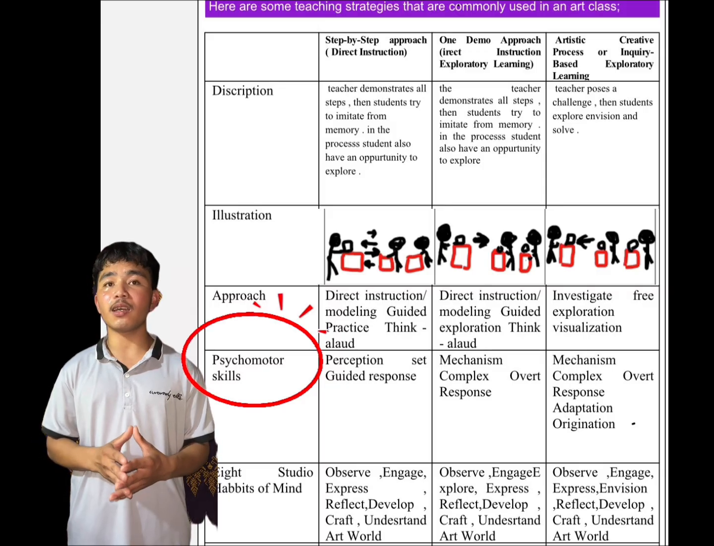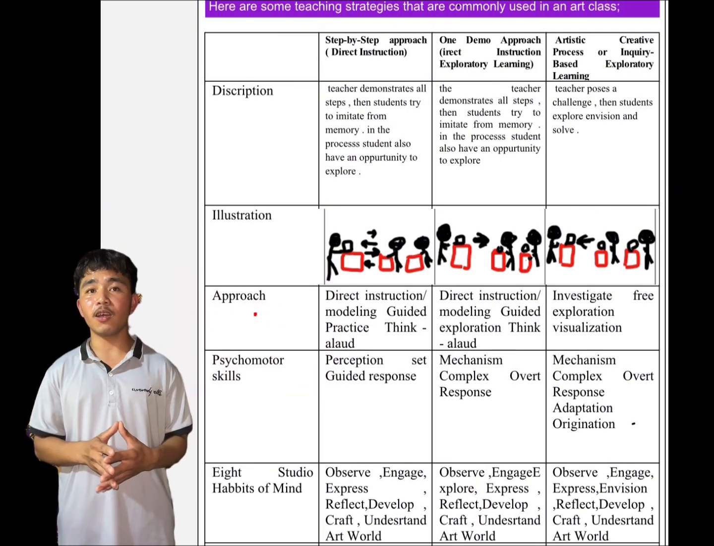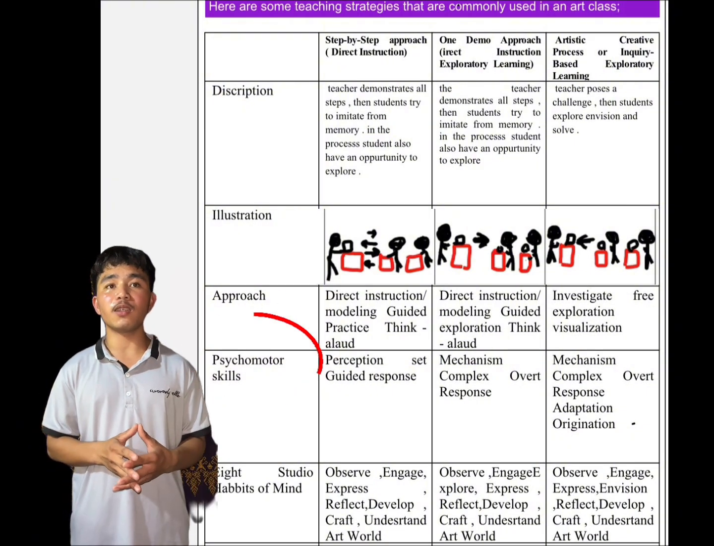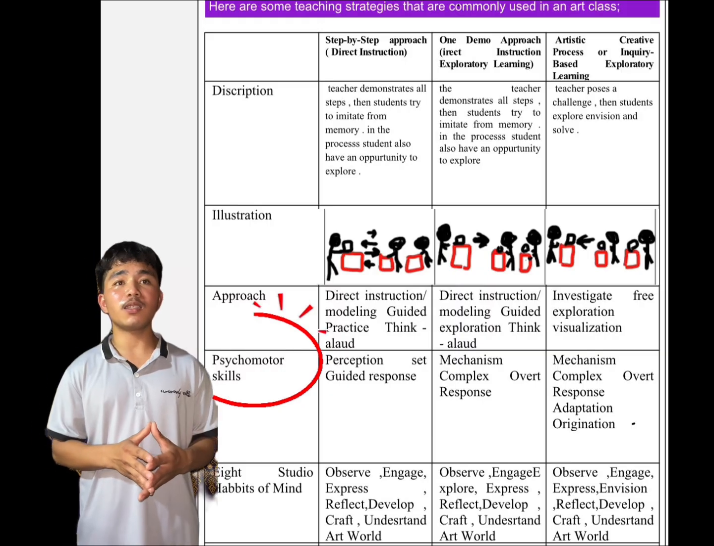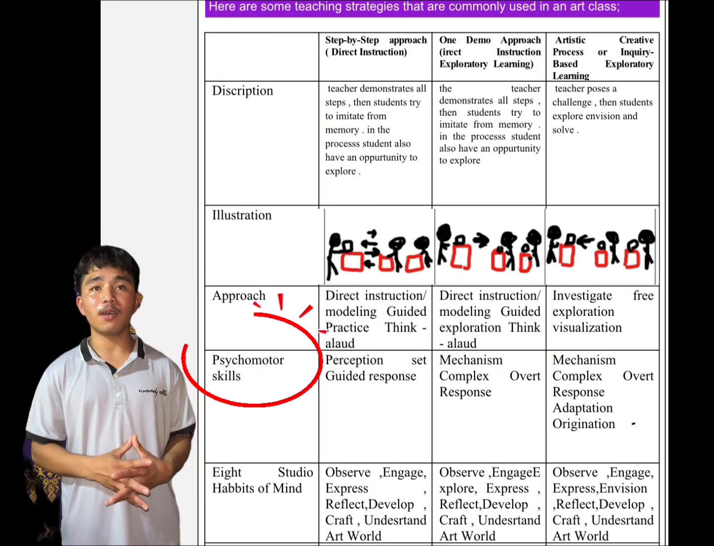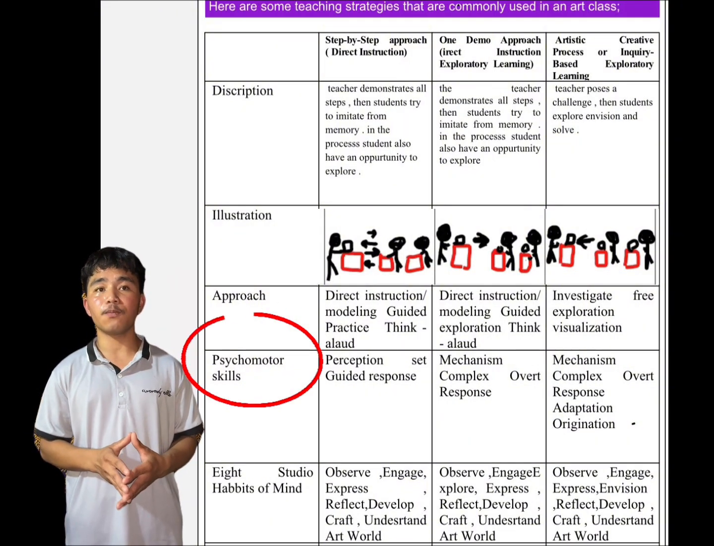And the psychomotor skills needed in the step-by-step approach or direct instruction are perception, set, guided response. In the one demo approach or direct instruction exploratory learning, they are mechanism, complex overt response. And in the artistic creative process or inquiry-based exploratory learning, they are mechanism, complex overt response, adaptation, origination.